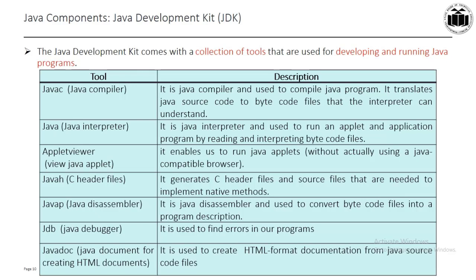Sixth one is Java debugger. It is used to find errors in programs. And seventh one is Javadoc. It is used to create HTML format documentation from Java source code files.